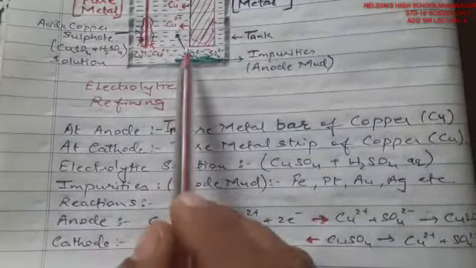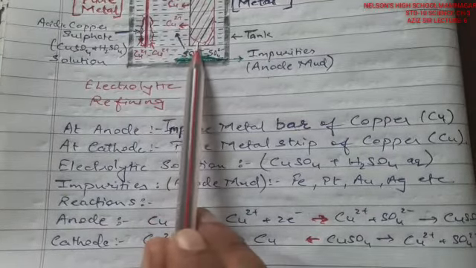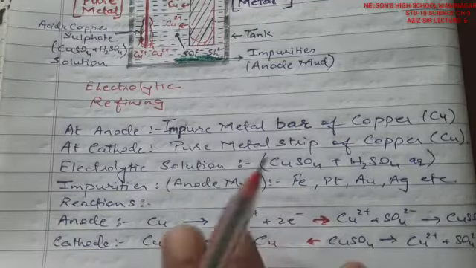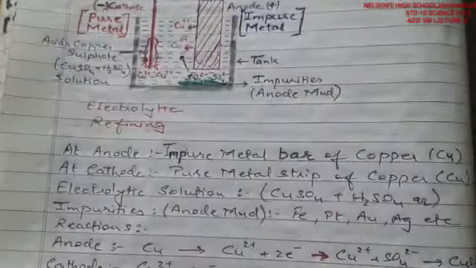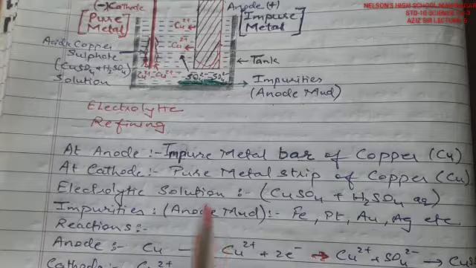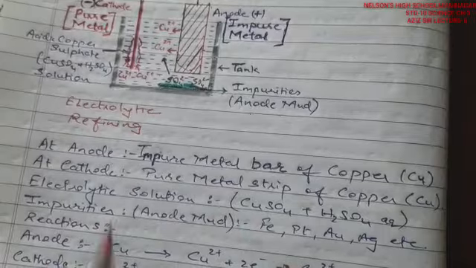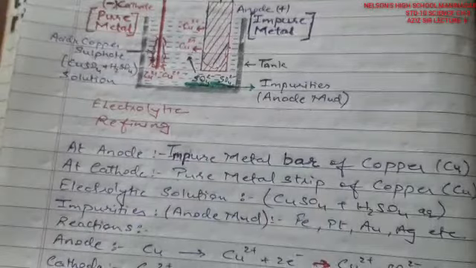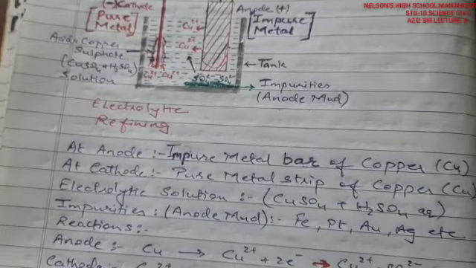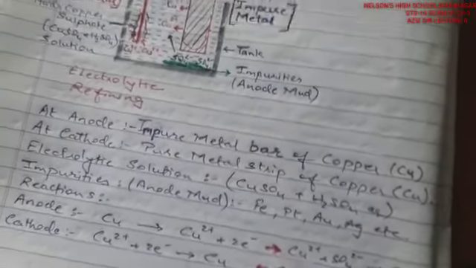Now, what reaction happens? At the anode, the copper loses 2 electrons from the impure formation and gives them to its own rod. The electrons pass through the circuit. In the solution, the copper that loses electrons goes to the sulfate and forms copper sulfate. Copper reacts with sulfate ions to form copper sulfate. This is what happens at the anode.